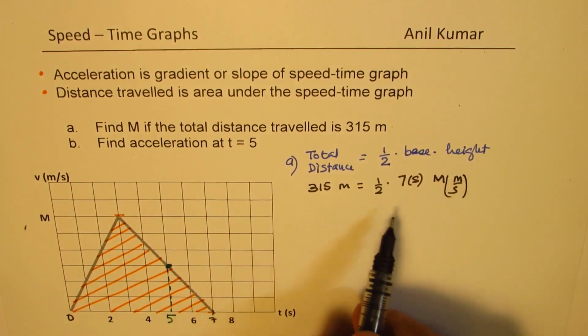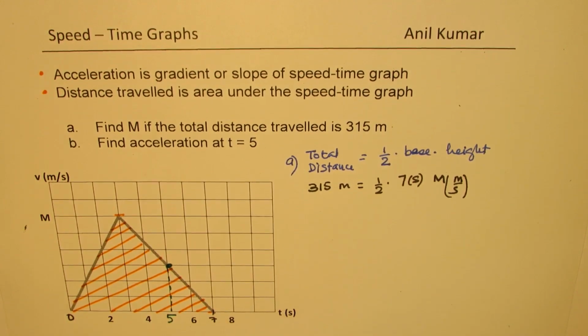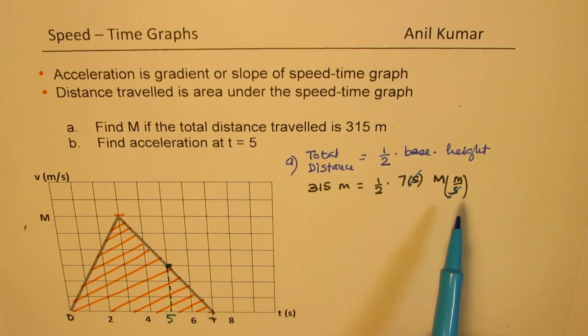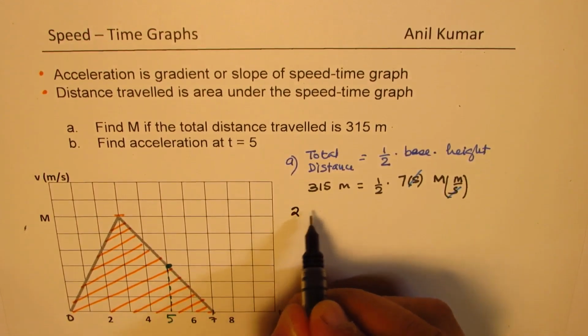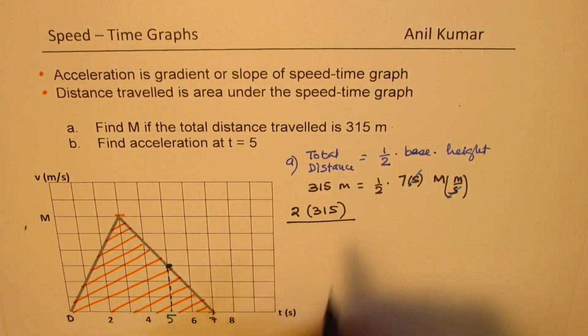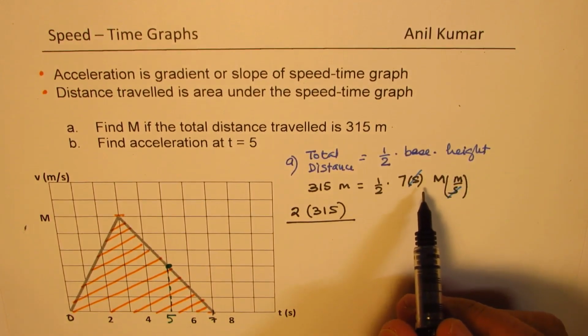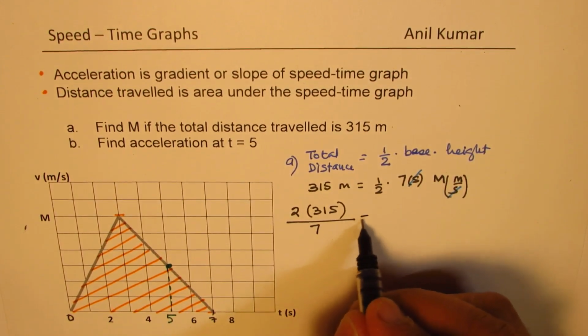As far as height is concerned, it is m, and it is in meters per second. Okay. So now from here, m will be what? Let's take care of the units. These two cancel, and the units match, correct, perfectly fine. And from here we can find what m is. So m will be equal to, let's cross multiply, 2 times 315 over 7, right? So that should be the value of m.